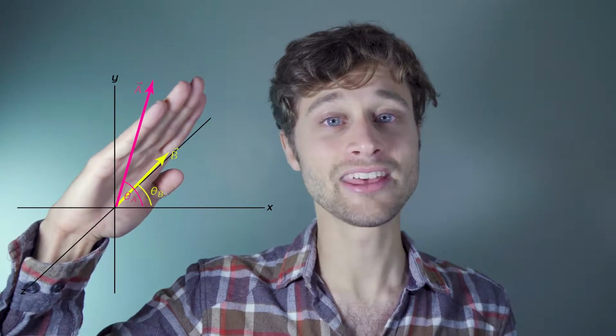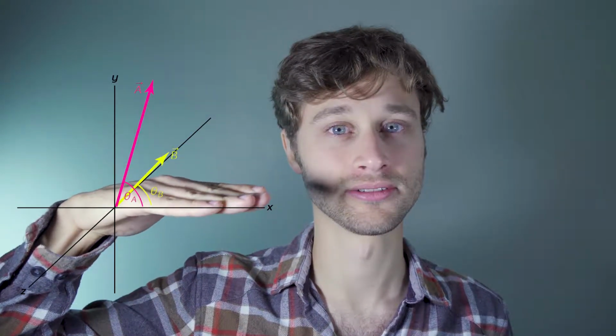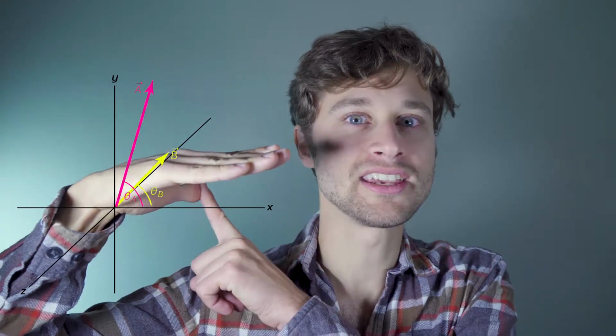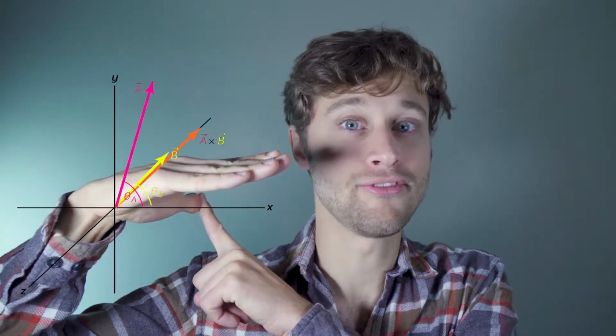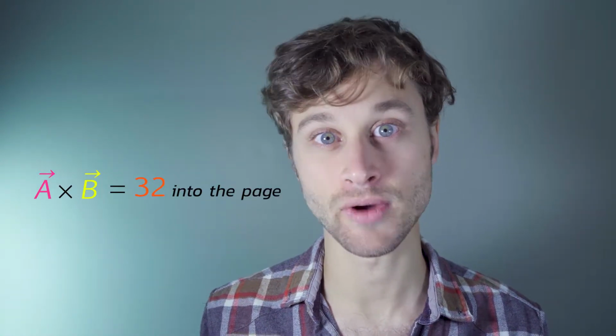So the first thing you're going to do is point your fingers in the direction of the first vector. And then you're going to sweep your fingers in the direction of the second vector through that angle. And your thumb points in the direction of the cross product vector, which in this case is into the page. Now, be careful when you do this. One, you don't want to use your left hand, and two, you can't sweep through your wrist. So if the second vector is over here, I'm going to have to flip my wrist around and sweep through to the second vector. Okay, so now the cross product of A cross B is equal to 32 in the negative z direction into the page.